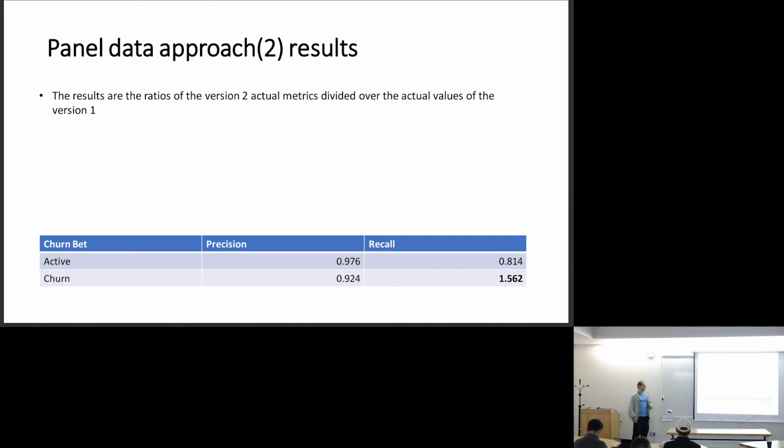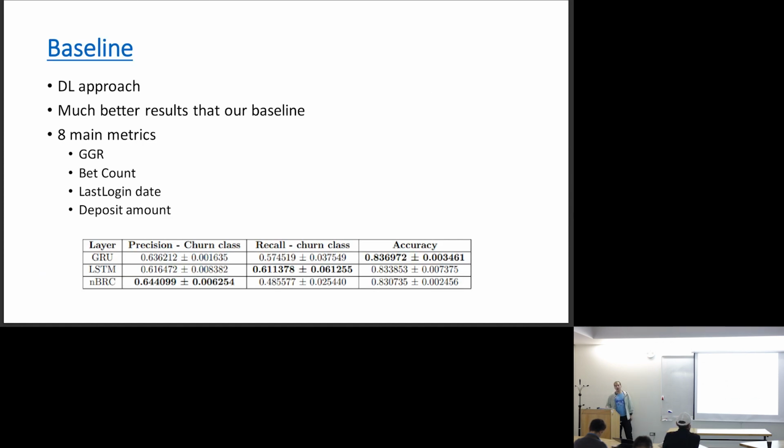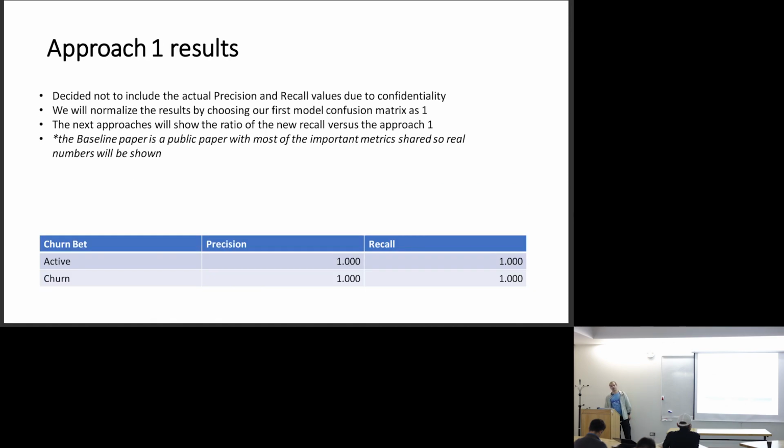And this is the results. As you can see, I have sacrificed some precision and recall for the active class, and actually my precision of the churn class has decreased around 7.5%, but I've got a huge boost in the recall, like more than a 50% increase in the recall for the churn class. And to put this number into perspective, my version 1 didn't beat this baseline, but my version 2 was already good enough to beat the baseline in terms of the recall and the F1 score.